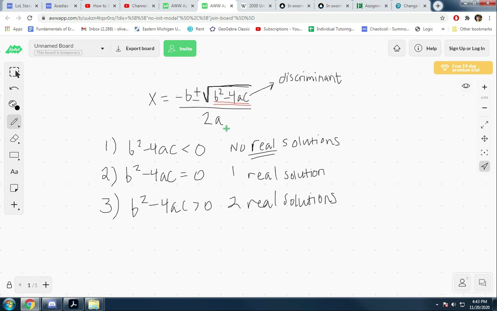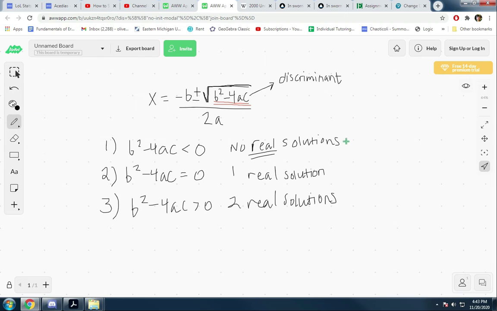Next, you have case 2, where b squared minus 4ac equals 0. In that case, the solution would be x equals negative b plus or minus the square root of 0 over 2a. But the square root of 0 is just 0. So we're doing plus or minus 0. And that's why we only have one real solution, because adding and subtracting 0 has the same exact effect.